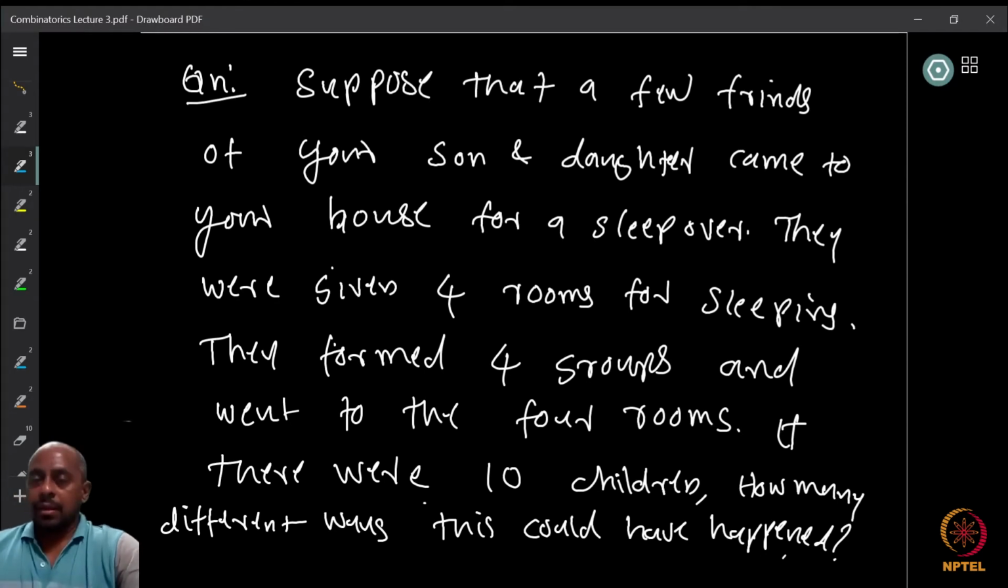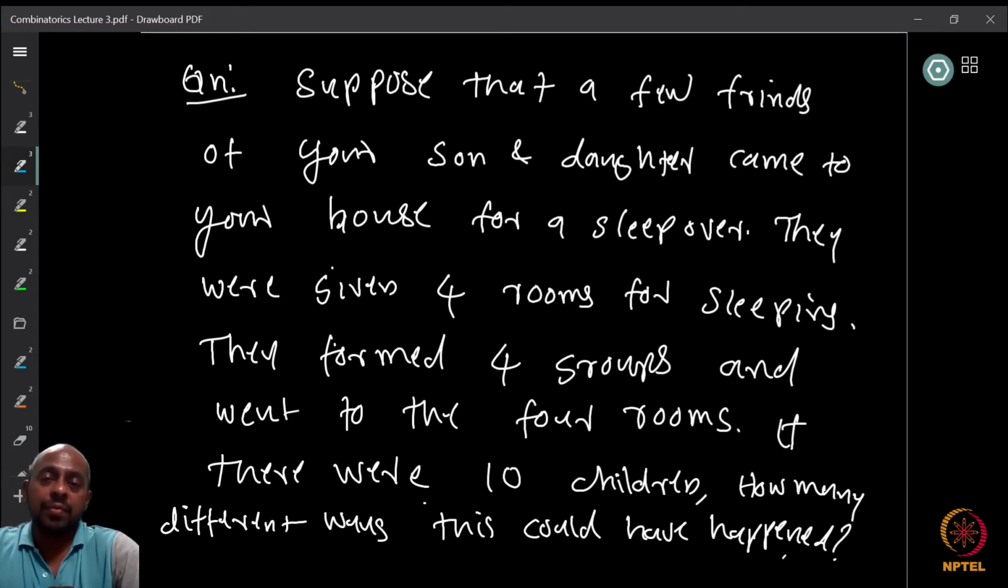If you ask this, there is something which is not very clear about this question. What is not clear is that when we say how many different ways, what exactly do we mean? Because I can say that the children, let's say A, B, and C, are going to room number 1, because I gave 4 different rooms. Room number 1 is not the same as them going to room number 2, because rooms are distinct. If I consider the rooms distinct, then they are not the same.